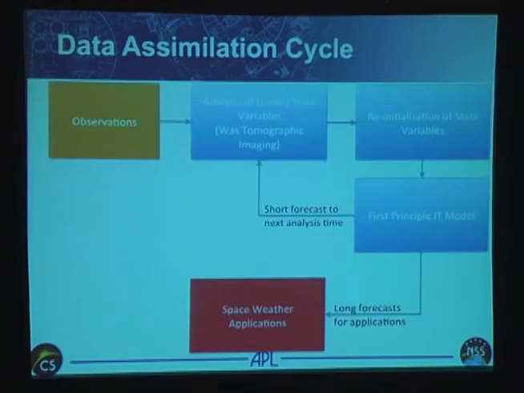Here's my little cartoon of a data assimilation cycle. You have the observations over here. You've got the analysis of some, generally not all, of the state variables, which is what tomographic imaging was and still could be. But you could potentially take in wind measurements and other things and get an analysis of those. Then, there are other ways to do this, but you might reinitialize some of the state variables based on that, maybe try to get consistency on all of them. Feed that into your first principle model. And here's the part that is the tomography. Oh, good, wonderful. I've got a short forecast of the next analysis time.